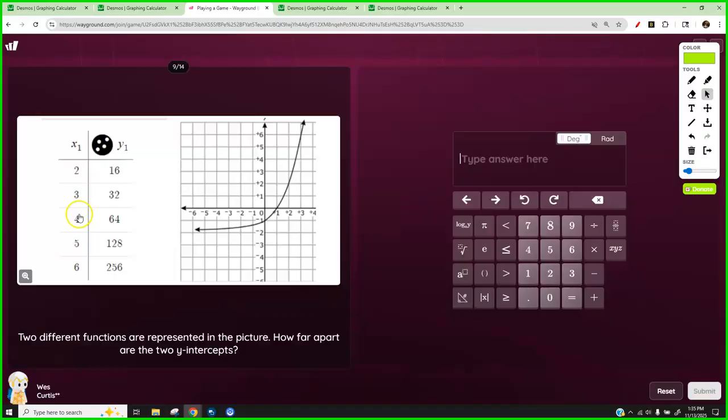Now, we already know the y-intercept of this was 4. That's from a couple problems ago. The graph is different. The graph has a y-intercept of -1. How far apart are the two y-intercepts? So one is up here at 4, as you saw earlier. The other one's down there at -1. How far apart are they? They are 5 units apart.